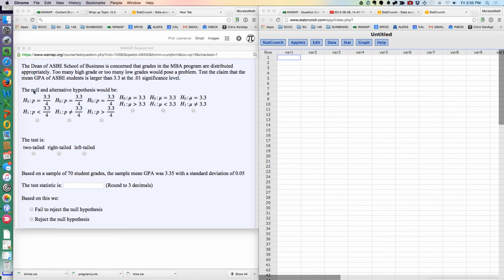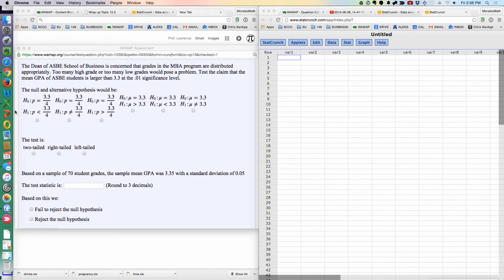First, to choose the null and alternative hypotheses, to determine if it is a two-tailed, right-tailed, or left-tailed test, to compute the test statistic, and then to state the conclusion on whether or not we would reject the null hypothesis or fail to reject the null. So starting up here, we're checking that the mean GPA is larger than 3.3.